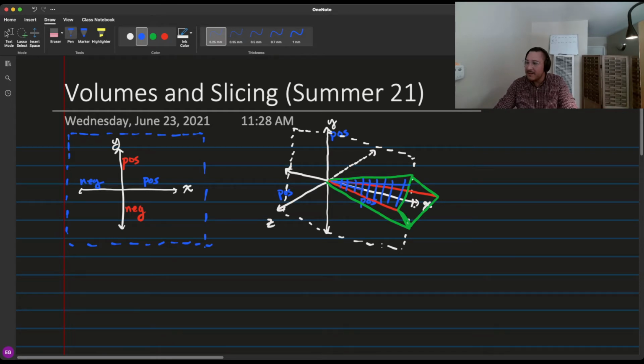Does everyone see that face right there? A question, Vansh? This is supposed to be 3D, it's just really hard to draw it.